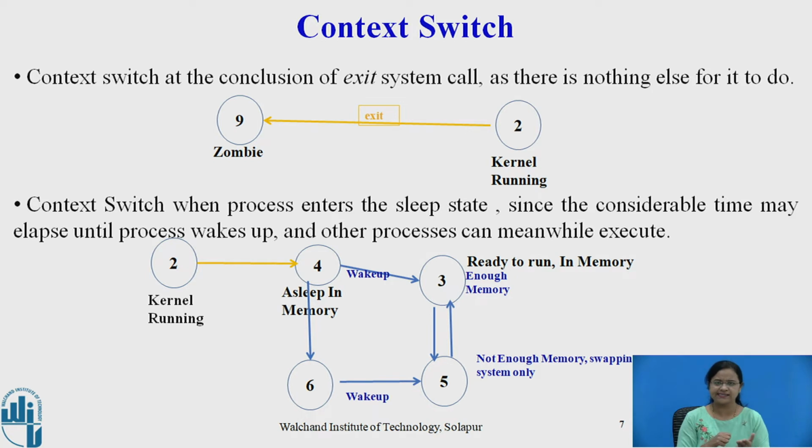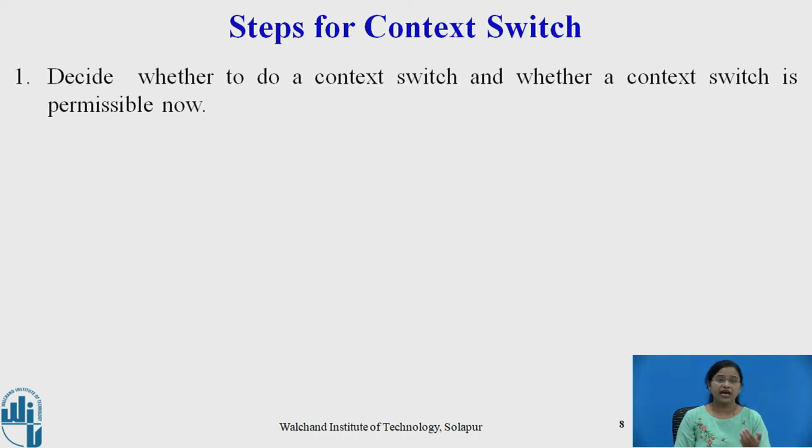If there is an exit system call, then there is nothing to do, only select the next process. But if a process is switching from kernel running mode to sleep in memory, then it has to schedule another process for execution. Now there are different steps for context switch.